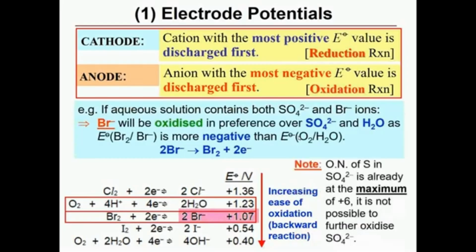Note that in sulfate, the oxidation number of sulfur is already at its maximum, +6. Hence, it's not possible to further oxidize sulfate. Hence, sulfate will never be discharged at the anode.